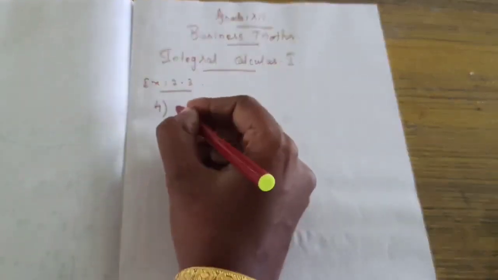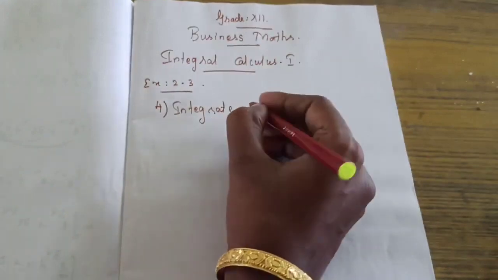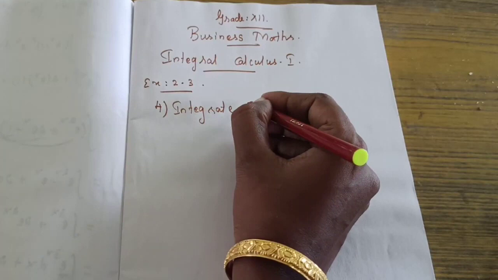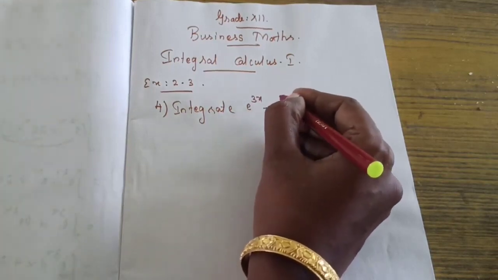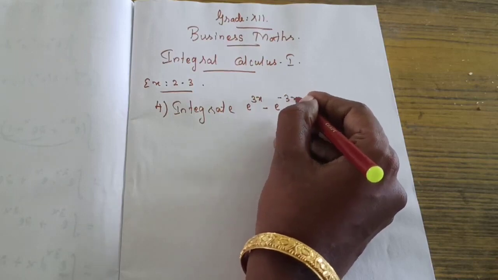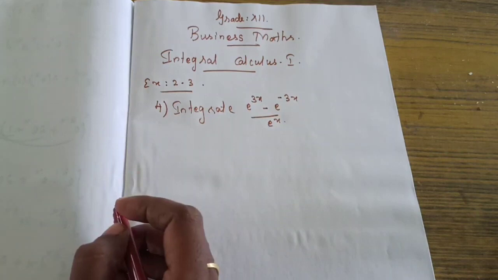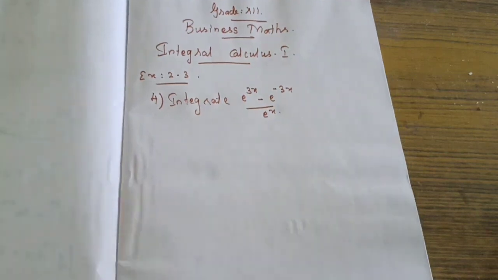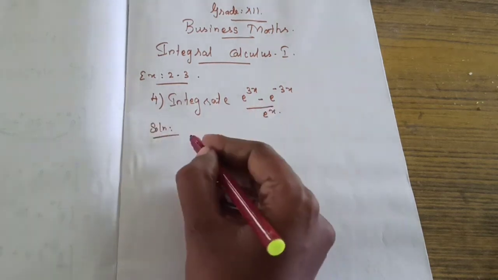Okay. The question is integrate e power 3x minus e power minus 3x divided by e power x. Okay. So this is the question. So integrate e power 3x minus e power minus 3x, divided by e power x. Okay. So how will we integrate? Solution. I am writing the question.